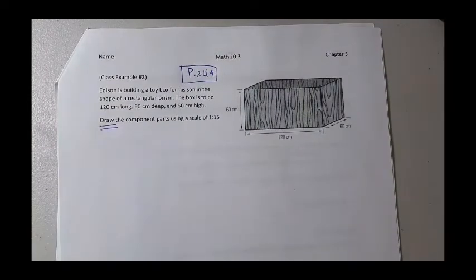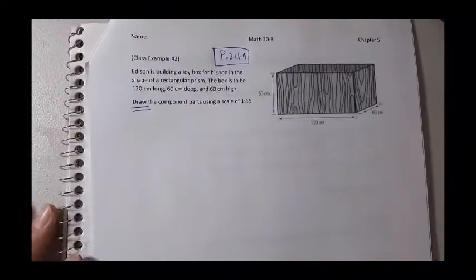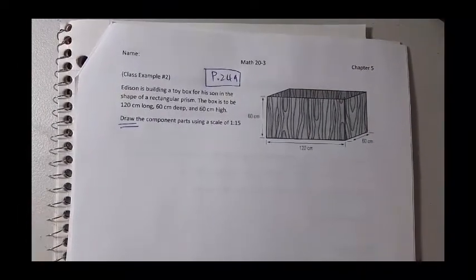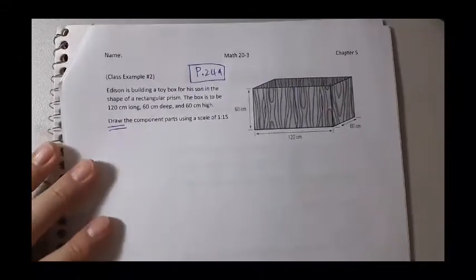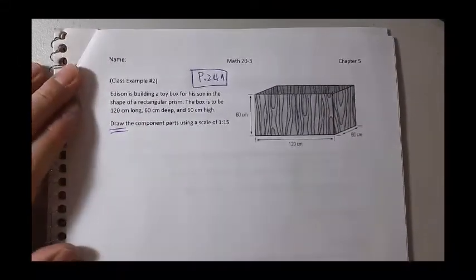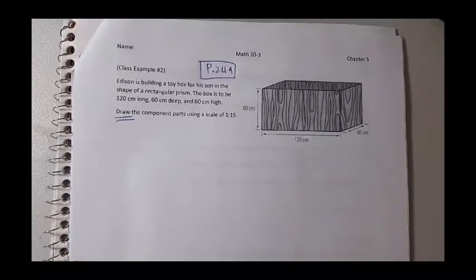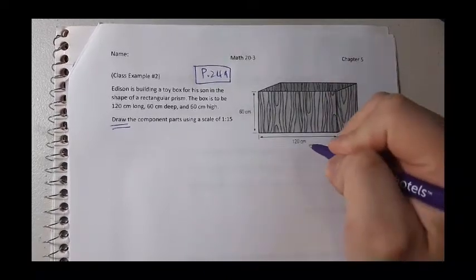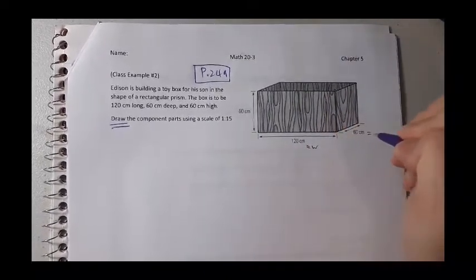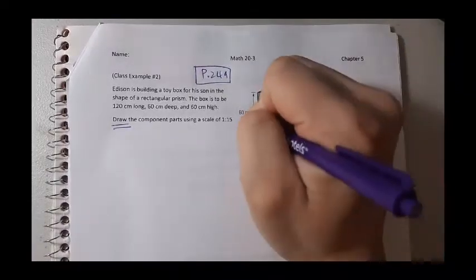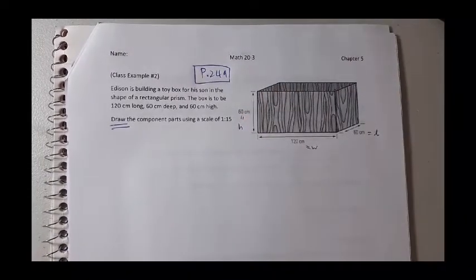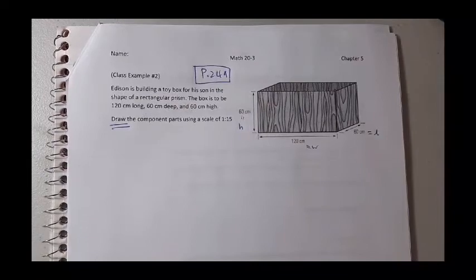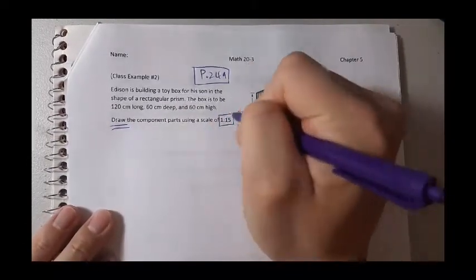I am just going to change my sheet. There you go. That makes my life a little better. I'm going to read the question first. Edison is building a toy box for his son in the shape of a rectangular prism. The box is to be 120 centimeters, which is my width, 60 centimeters, which is my length, and 60 centimeters, which is my height. Draw the component parts using a scale of 1 to 15.